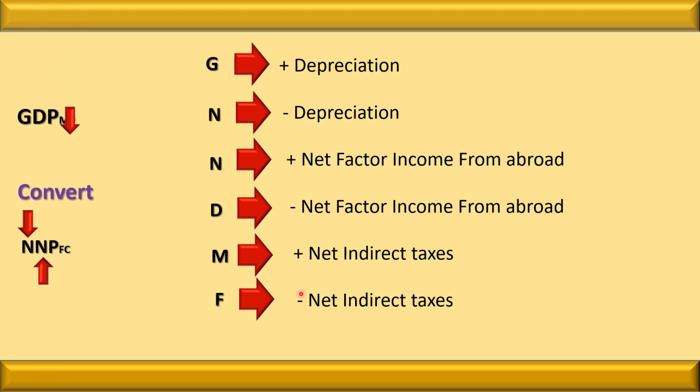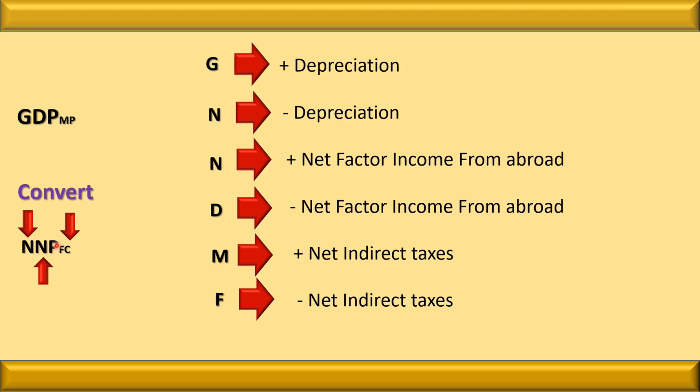Listen, these three pairs we have. The first pair is gross and net. The middle pair is national and domestic. And the third pair is market price and factor cost. So we have these three pairs only. I mean the first pair, middle pair and the last pair. The question is how to convert it. For example, suppose we have to convert gross into net. How to convert domestic into national. How to convert market price into factor cost.